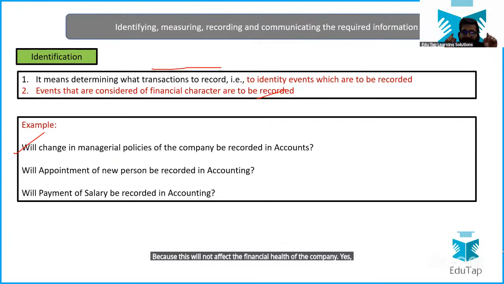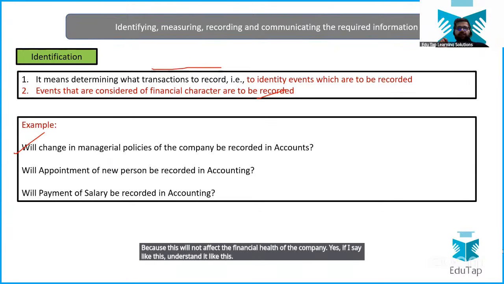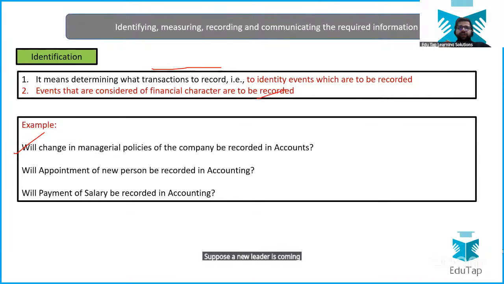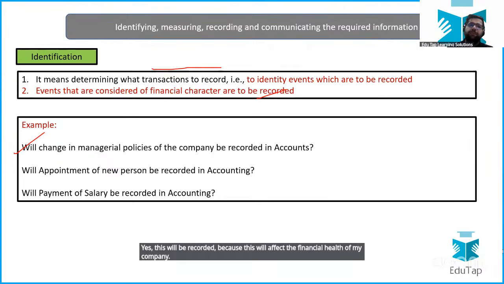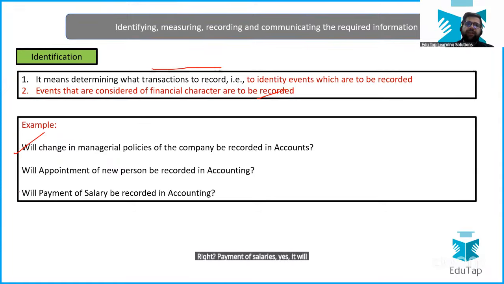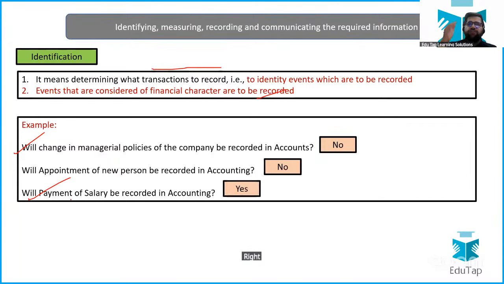Yes, understand it like this. Suppose a new leader is coming and the old leader is going out. The salary of the new leader is, let's say, 1 lakh rupees. Will this be recorded? The salary of 1 lakh rupees will be provided to the new leader. Yes, this will be recorded because this will affect the financial health of my company. Right? Payment of salaries will be recorded as an economic event in your company. So you have to check how identification happens first.